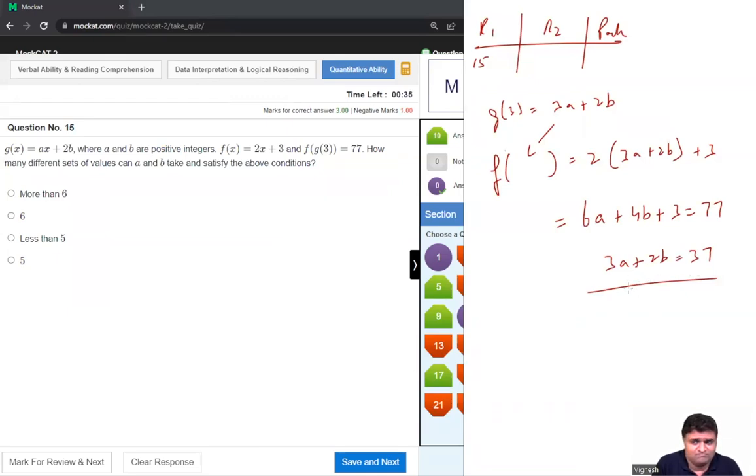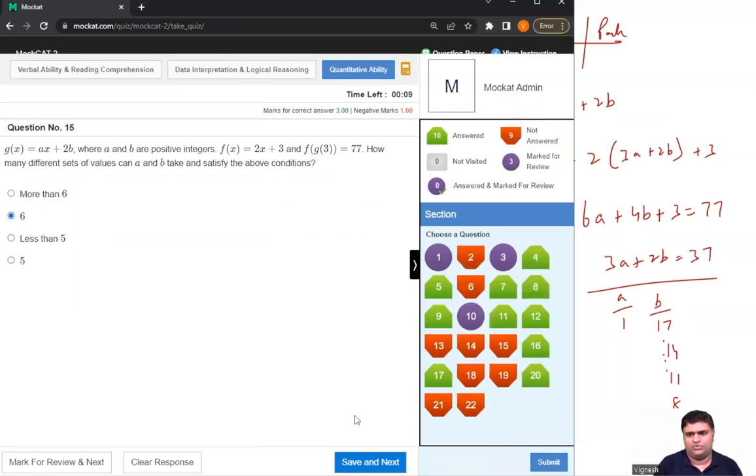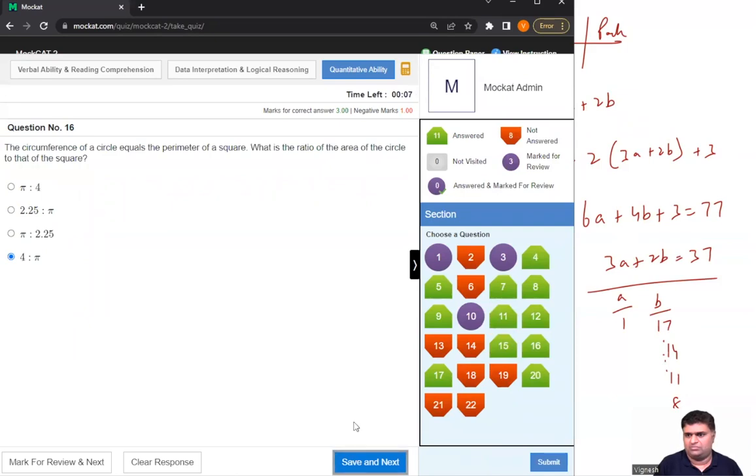A can be 1 and B can be 17. If A is 1, then B can be 17, and B is going to be falling by 3. So it's going to be 14, 11, then 8, 5, 2. That's all, manually doing it. 6. Okay, that's it. Fine. 11 answered.